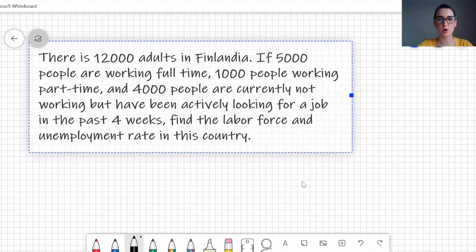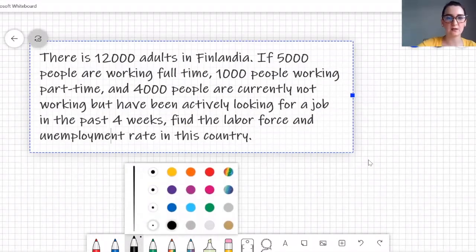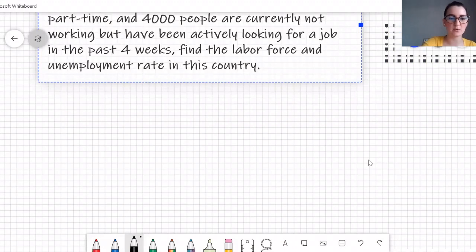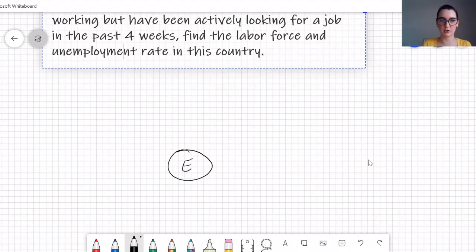Okay, so first of all, we need to understand what the unemployment rate is, what the labor force is, and what that has to do with the number of adults in a particular country. So let me show you the best way to understand this. Let this circle represent employed people in a country. Employed people are people that have a job, either full-time or part-time, as long as they're paid for their work. There are some other details here that I'm not going to go into right now because we don't need them in order to solve this problem.